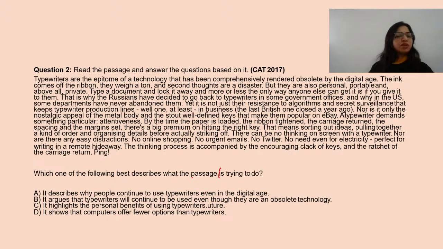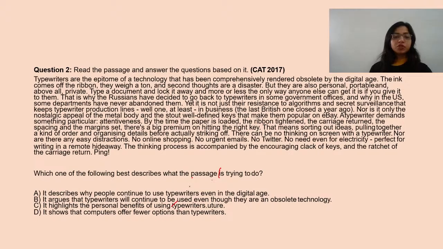Now, the ink comes off a ribbon. Yes, they weigh a ton. I don't know how many of you have seen a typewriter ever. Maybe a couple of you who are younger than me might not have seen it, because I think I was the last generation that saw a typewriter, that too in my very early childhood. But they're also personal, portable, and above all, private. So just type a document, lock it away, and more or less the only way anyone else can get it is if you give it to them.